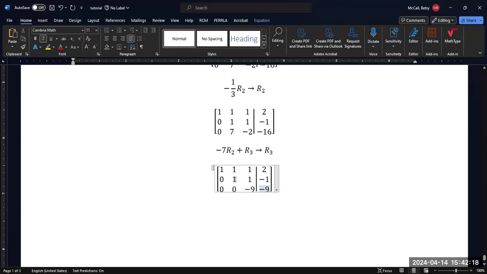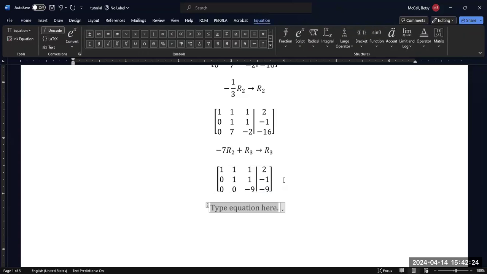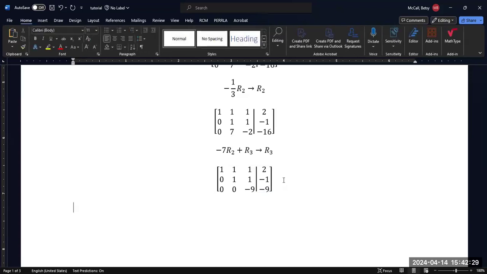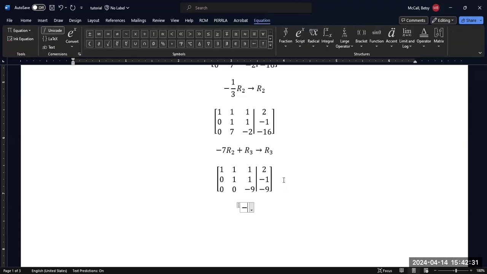Great. So I've got my pivot. I've got my 1 underneath it. Now I just need to deal with the third row. And so I'm going to divide everything by -9. So -1/9 row 3 is going to go back into row 3.